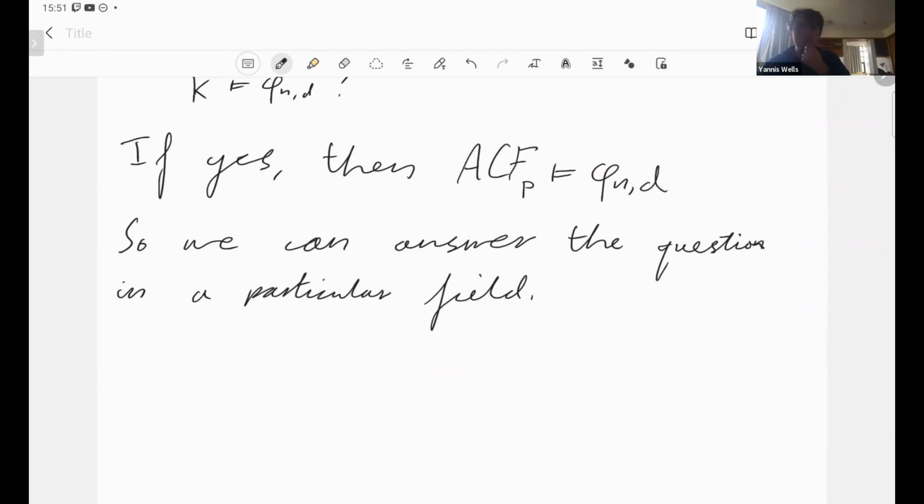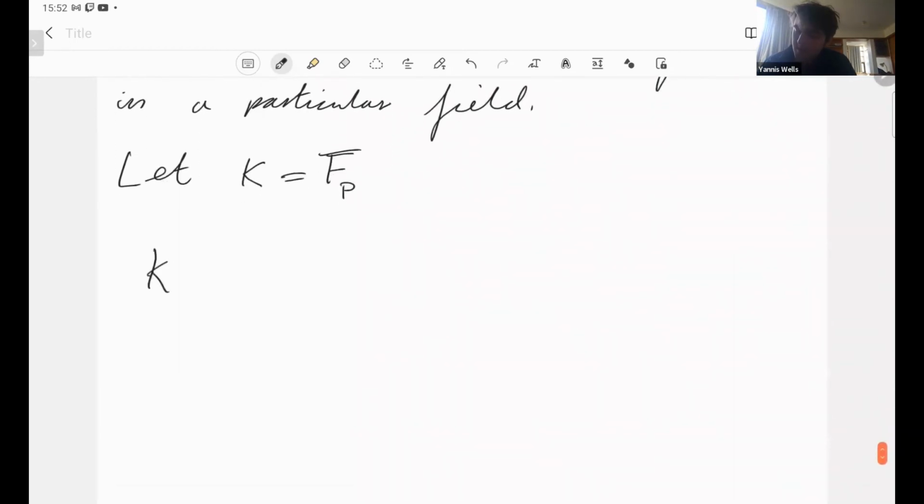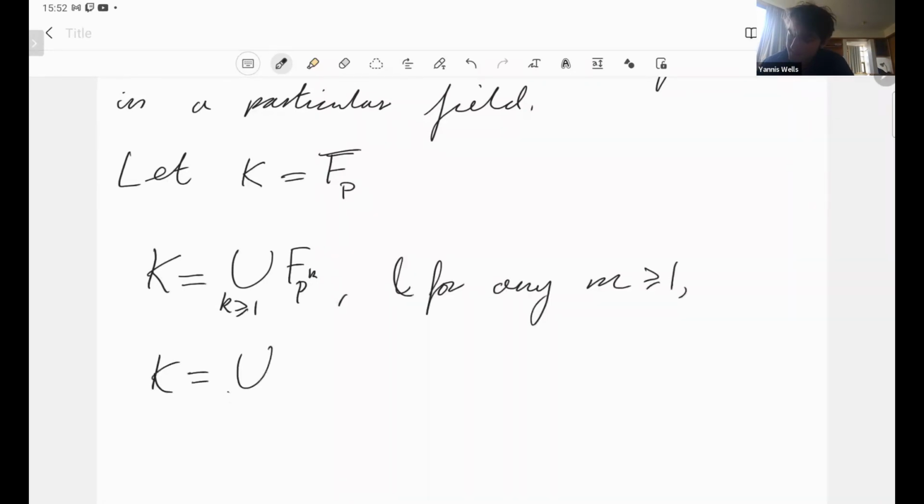Now, because we're working in characteristic p, there's a particular quite nice algebraically closed field of characteristic p. So we're going to let K be the algebraic closure of F_p. And the structure of K is quite nice, because K is the union of this. K is this union. And in fact, for any m, K is also this union.